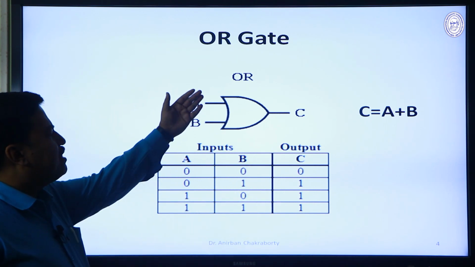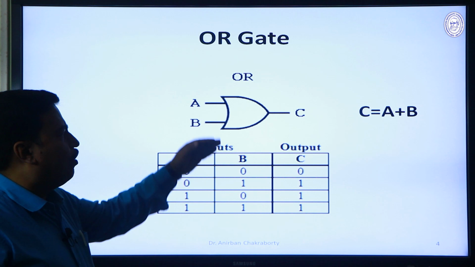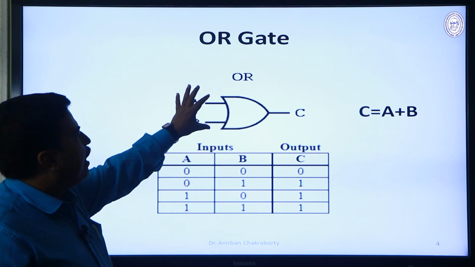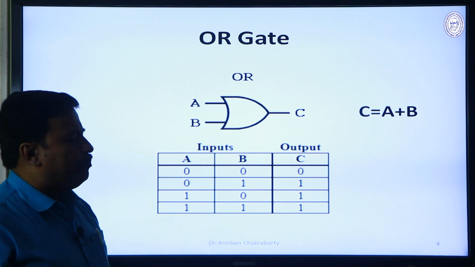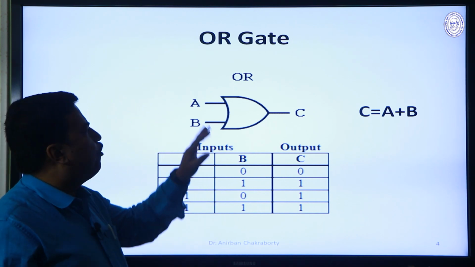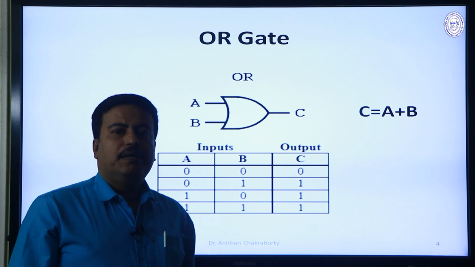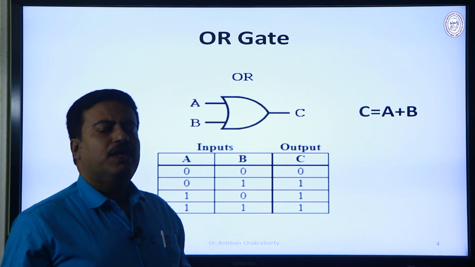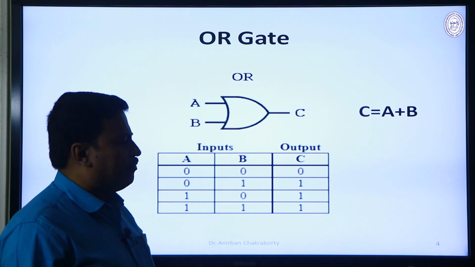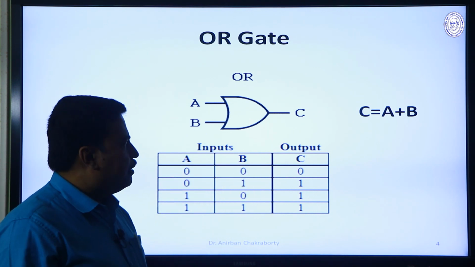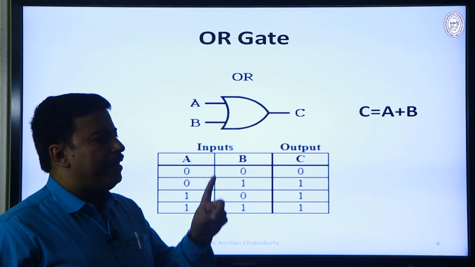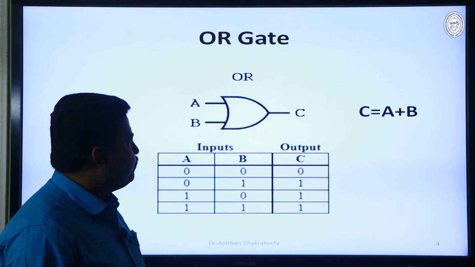So what is the nature of this OR gate? Look, these are the input lines. Here I have drawn only two input lines. An OR gate at minimum has two input lines, but logically it may contain 10, 20, 100, any number of input lines. But the output line of an OR gate is always a single one.